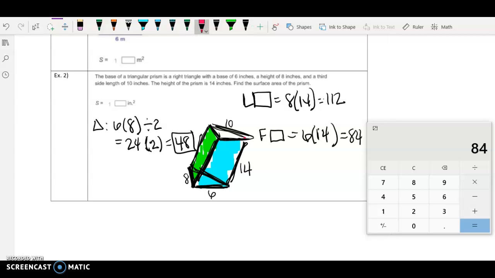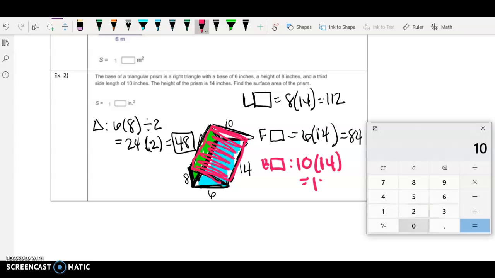And then we're going to find the area of that back rectangle. We have a length of 10, times our height, which is 14. And I get 140. I'll show you what I did in 40.